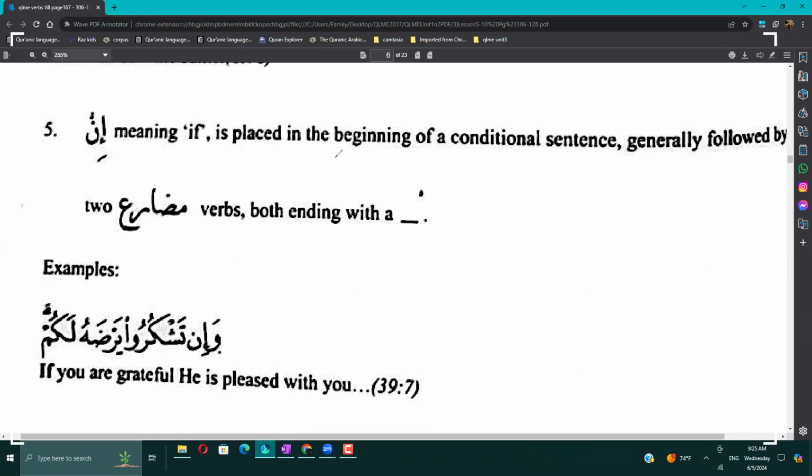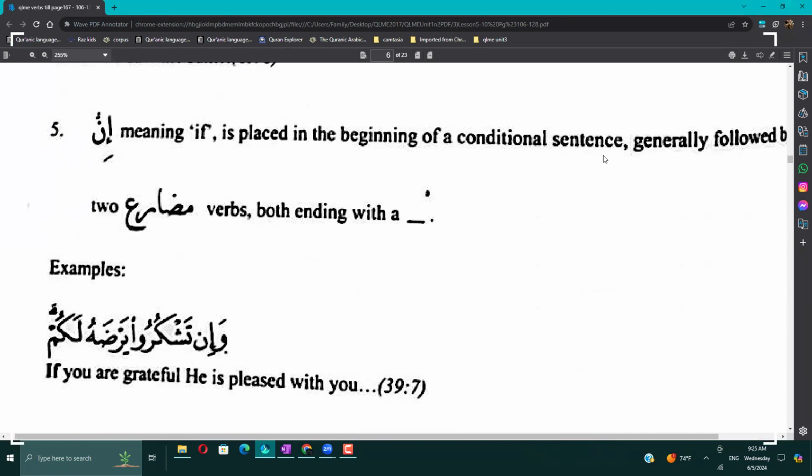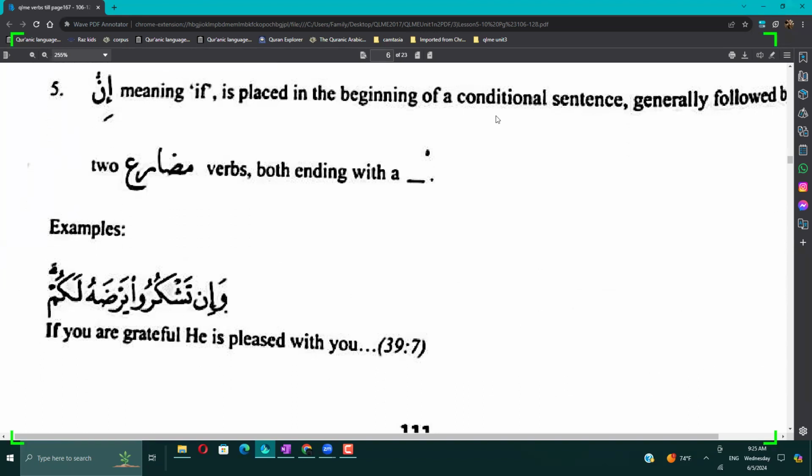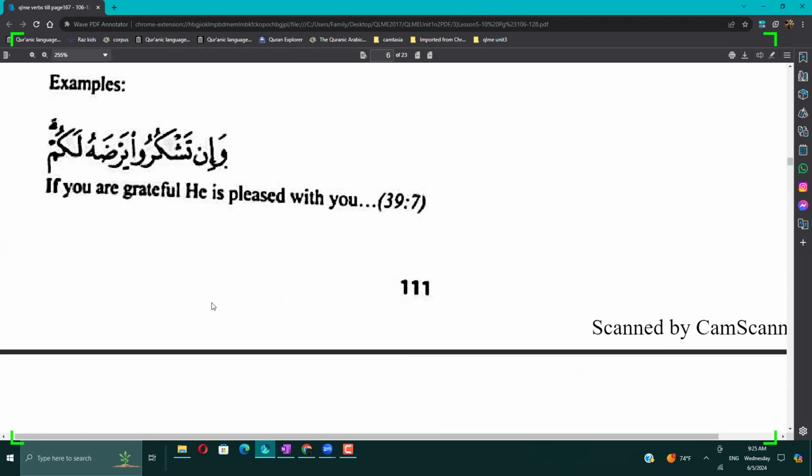Okay, so that was about li, la, lamma, in, wal, and fal. And in, meaning if, is placed at the beginning of a conditional sentence, generally followed by two mudare verbs, both ending with a sukun. In followed by mudare makes the mudare majzum because it's a jussive particle. If there are two mudares after in, both will become majzum because of in. You got it? For example, we have وَإِن تَشْكُرُوا يَرْضَهُ لَكُمْ. If you are grateful, he is pleased with you.